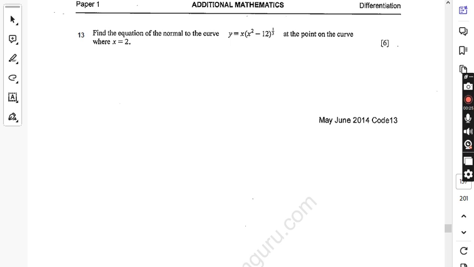Students, in the last lecture we did some questions of past papers from the topic differentiation. We will continue past papers of differentiation in today's lecture and in the next three lectures.